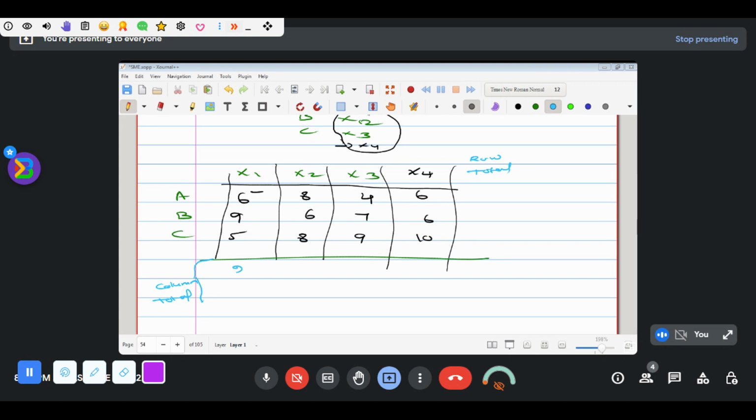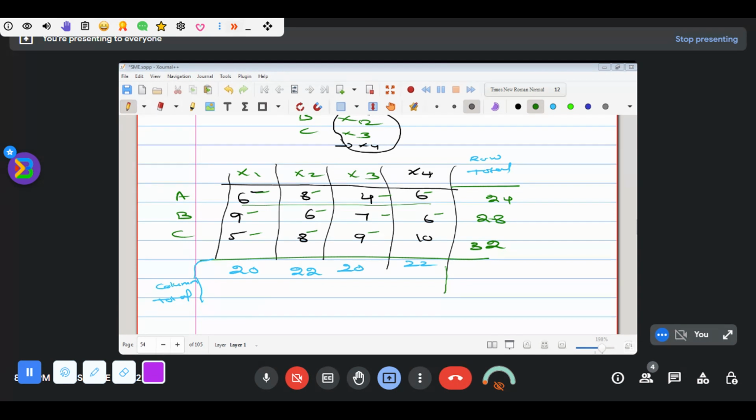20. So next one, 8, 8, 6: 22. Next, 13, 7, 20. This also 22 is correct. So in column wise we also add. 6, 6, 12, 20, 24 is correct. 6, 6, 12, 21, 28. 19, 27, 32. 32 is correct.